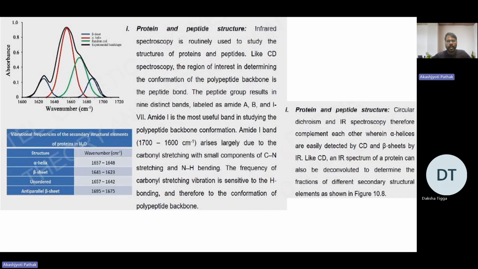So, like CD spectroscopy, this region is of interest here. You have to understand that the peptide group results in 9 distinct bands. So how is IR spectroscopy utilized for peptide secondary structure determination?